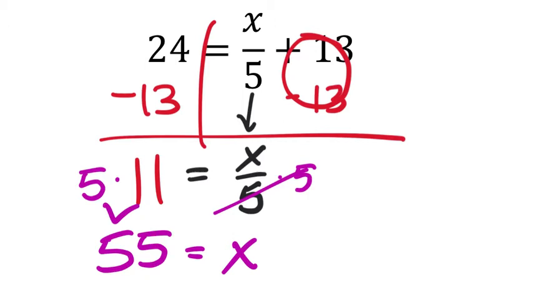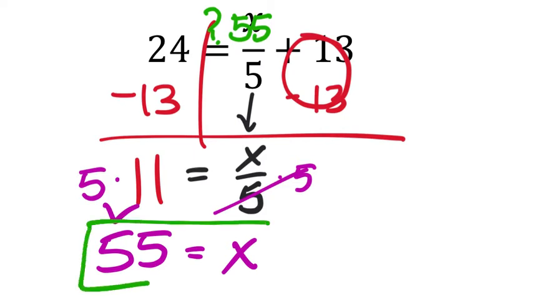Okay, now you can check. You can say, well, what happens, and I'll just take a little bit of a shortcut here, but if I replace the x up here with 55, will that give me a true statement? Well, just put it in the calculator and be done with it. So here we go, 55 over 5, and then plus 13, enter, boom, 24. And it does actually equal 24, which is a true statement, which means that 55 is the actual solution here.